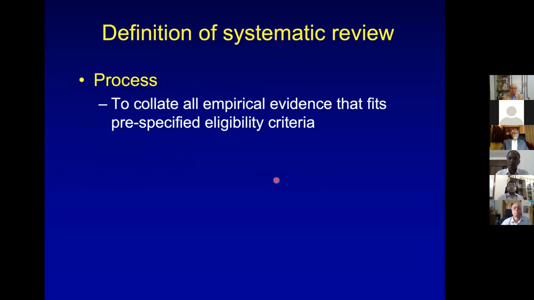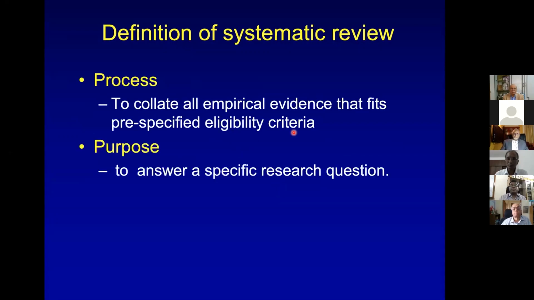So what's the definition? It's a process to collate all evidence that's available that fulfills a pre-specified eligibility criteria. It's not like a textbook chapter. A textbook chapter is according to that particular author or authors, but this is a research process, and it must fit a pre-specified eligibility criteria to answer a specific research question. Unfortunately, MCI does not recognize systematic reviews as an original research paper, but I'm sure all of us know. If you look at the evidence pyramid, we start with case reports, case series, etc.